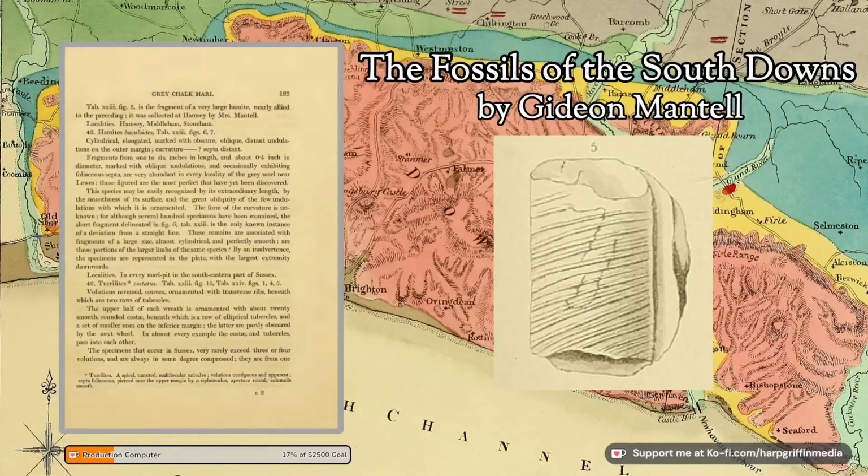Tablet 23, Figure 5, is the fragment of a very large hamite, nearly allied to the preceding. It was collected at Hamsey by Mrs. Mantell. Localities: Hamsey, Middleham, Stoneham.